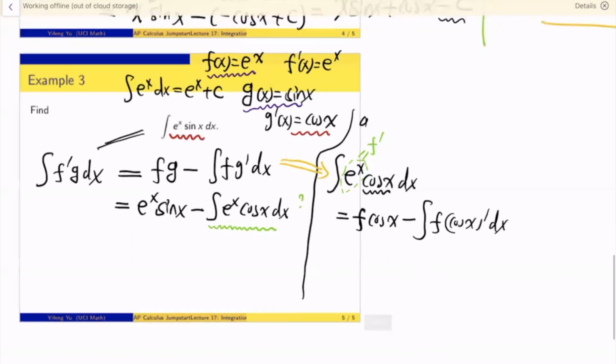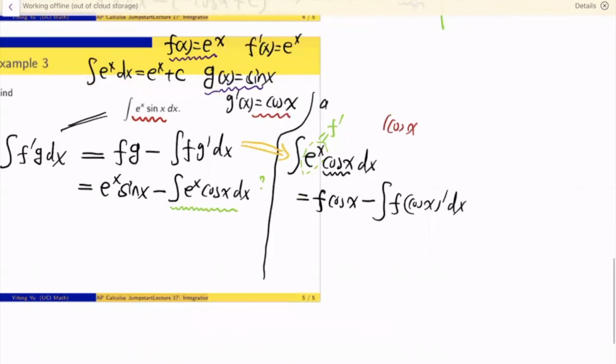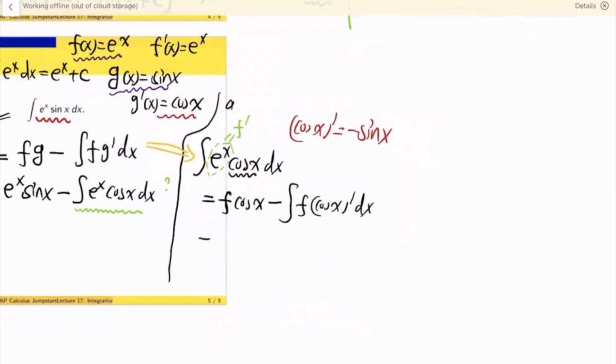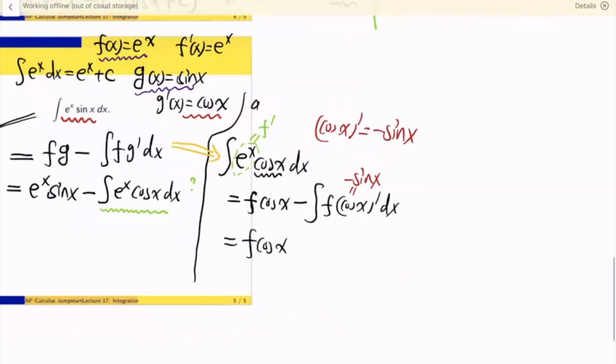Now let's recall that the derivative of cosine x is negative sine x. Let's see what we get. This will be f times cosine x derivative, which equals negative sine x. But then you see, this is negative and this is negative, so what you get is positive. So it's plus the antiderivative of f times sine x dx.